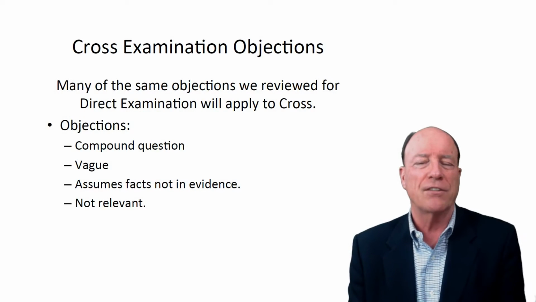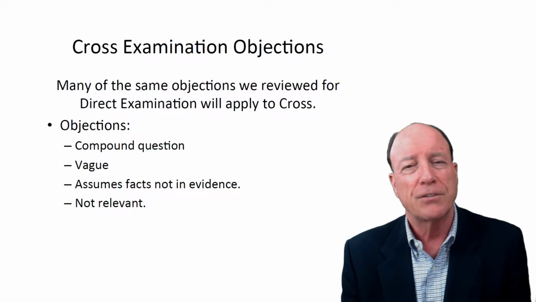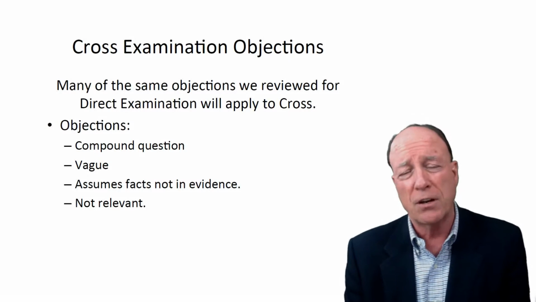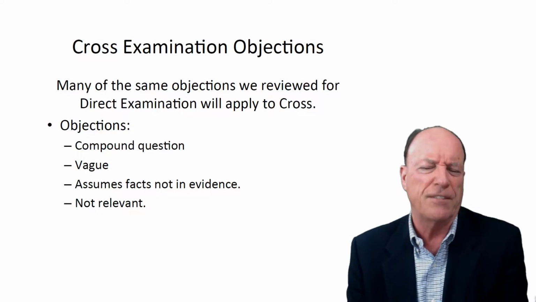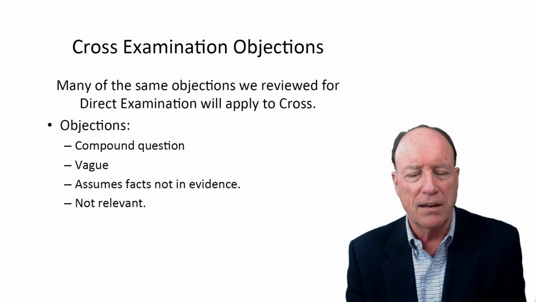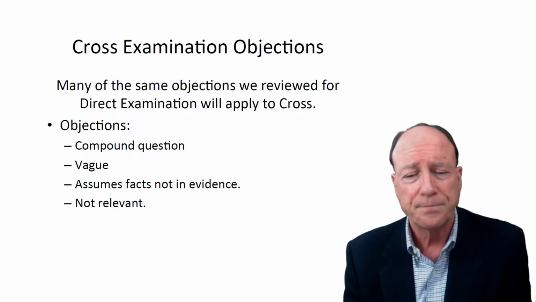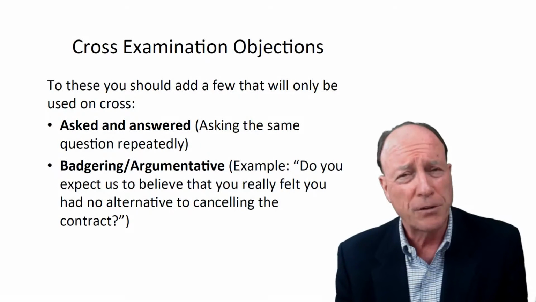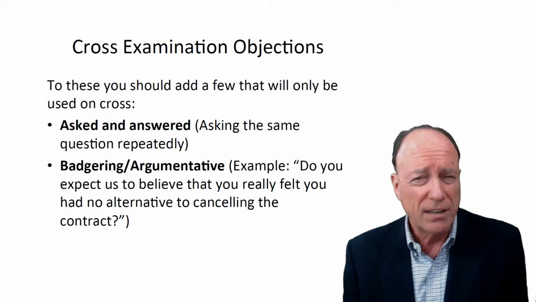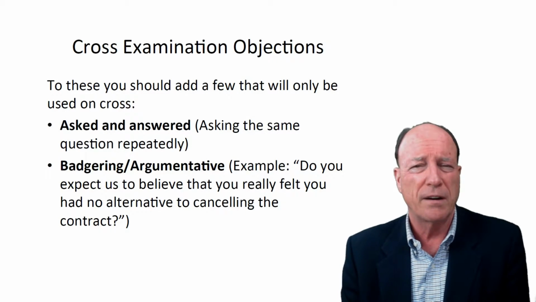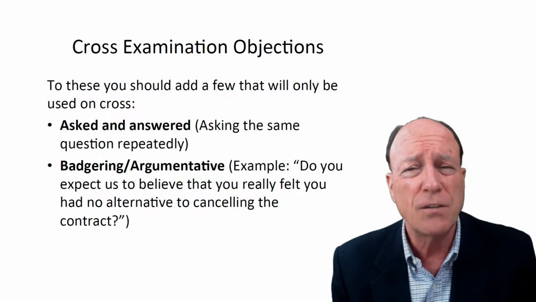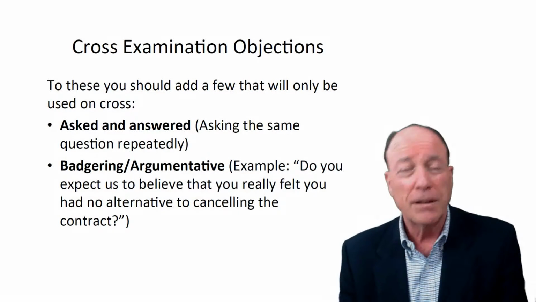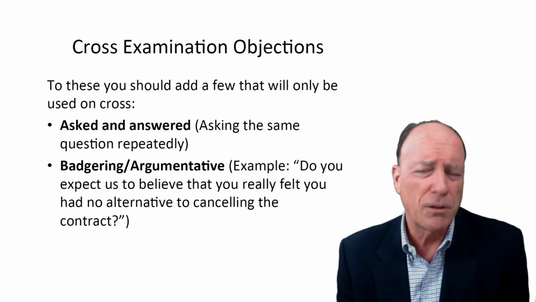Now, many of the same objections that we covered in our discussion of direct examination will apply on cross. The other side will object to a question on cross if it is a compound question, if it's vague, if it assumes facts that are not in evidence, or if it's not relevant. There are a few other objections that you will hear only in response to a cross-examination. Asked and answered is one. This is where the other side is saying, essentially, you've already asked that question, counselor, and the witness has already answered it. Another objection, badgering, argumentative.